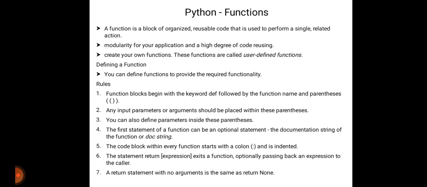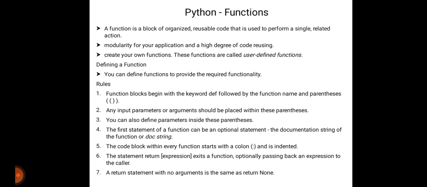First of all we will see how we can define a function. You can define functions to provide the required functionality. If you have to use any function in your program or code, you have to define this function at the top of the code or the start of the program. Here are the simple rules to define a function in the Python programming language. We will see what these are.